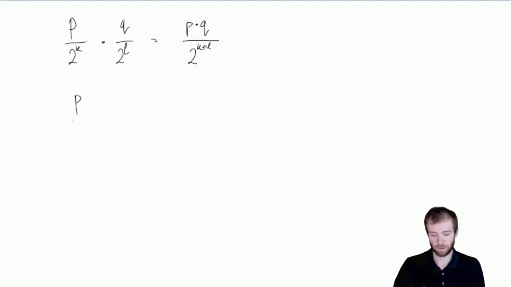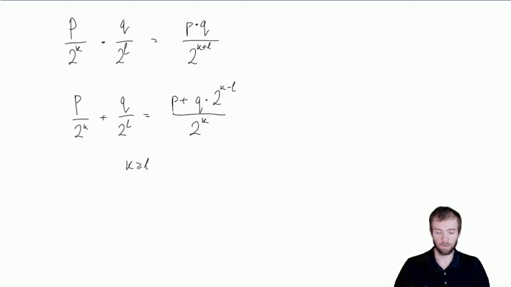If we are to add these two numbers, p over 2 to the power of k plus q over 2 to the power of l, if we assume that k is greater or equal to l, then this number is equal to p plus q times 2 to the power of k minus l, over 2 to the power of k. So dealing with summation of such numbers is essentially comparing numbers, checking which is greater, because here in the denominator we'll have the greater of the two denominators.